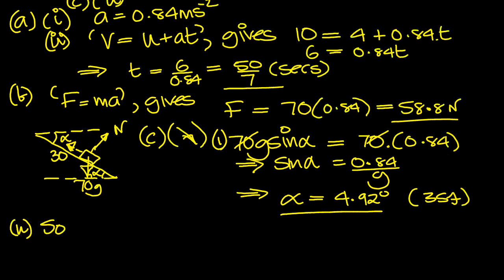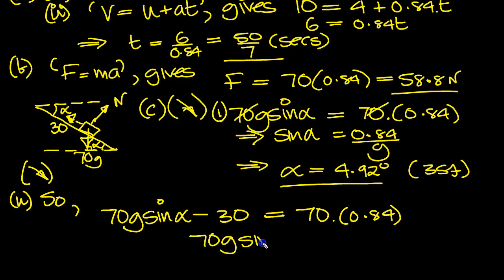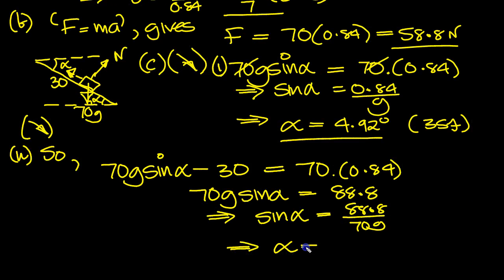So let's go down the same direction then, but this time we've got 70g sine alpha as the force due to gravity in this direction, minus the 30, is equal to the mass, which is 70, times the acceleration, which is 0.84, we're told, which is what we had up here. So we can work out sine alpha now. 70g sine alpha. Move the 30 over. This is 58.8, isn't it? Because we worked it out before. Plus 30 is 88.8. So sine alpha is 88.8 over 70g.